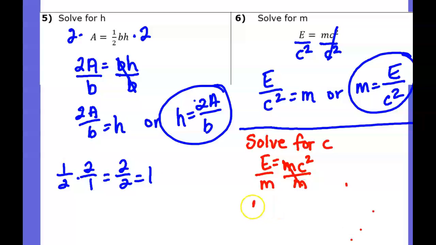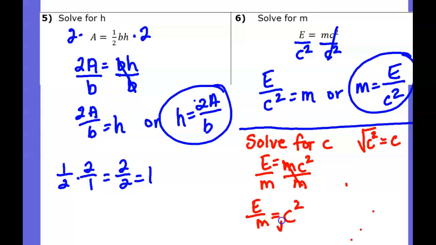Okay, so we're left with e divided by m is equal to c squared. Now this is important. We're not solving for c squared. We're actually solving for c. Keep in mind that the inverse of squaring a variable is the square root. So if I took the square root of c squared, I would actually get c. That's how we're going to get c by itself.